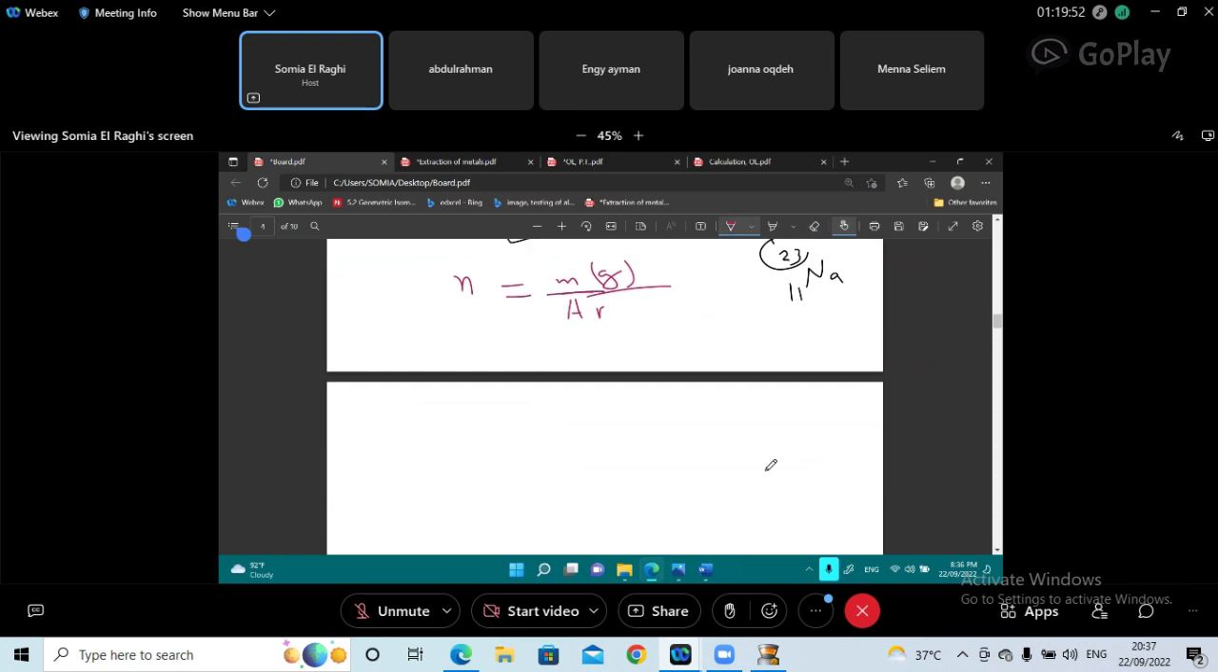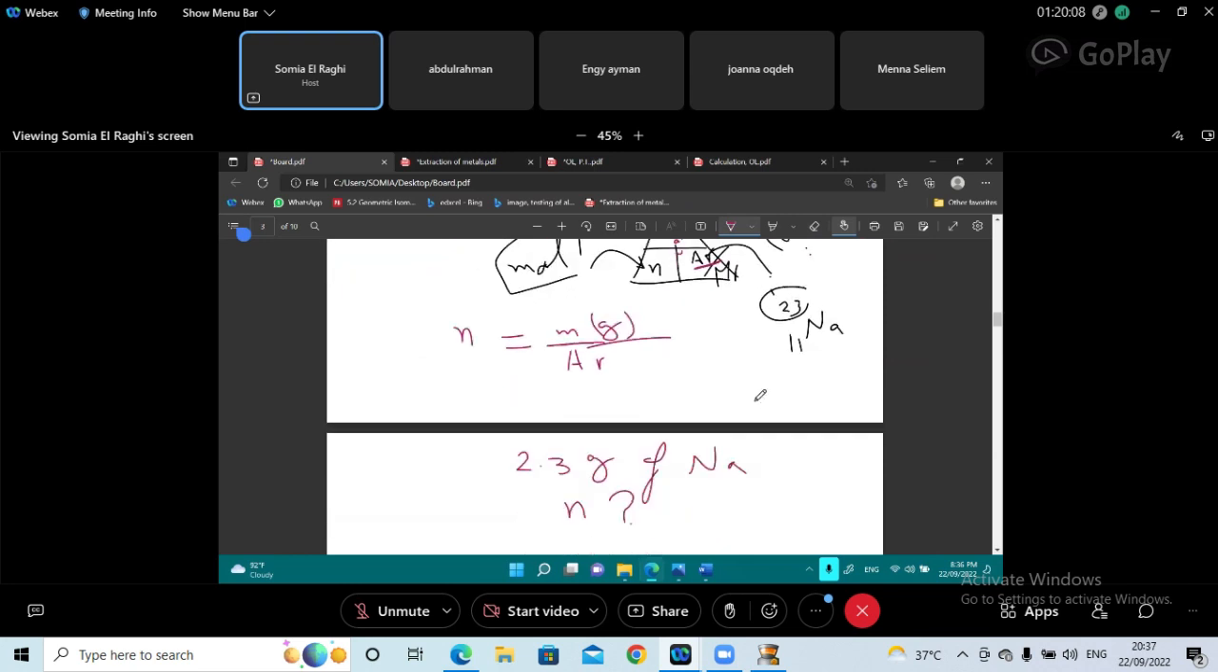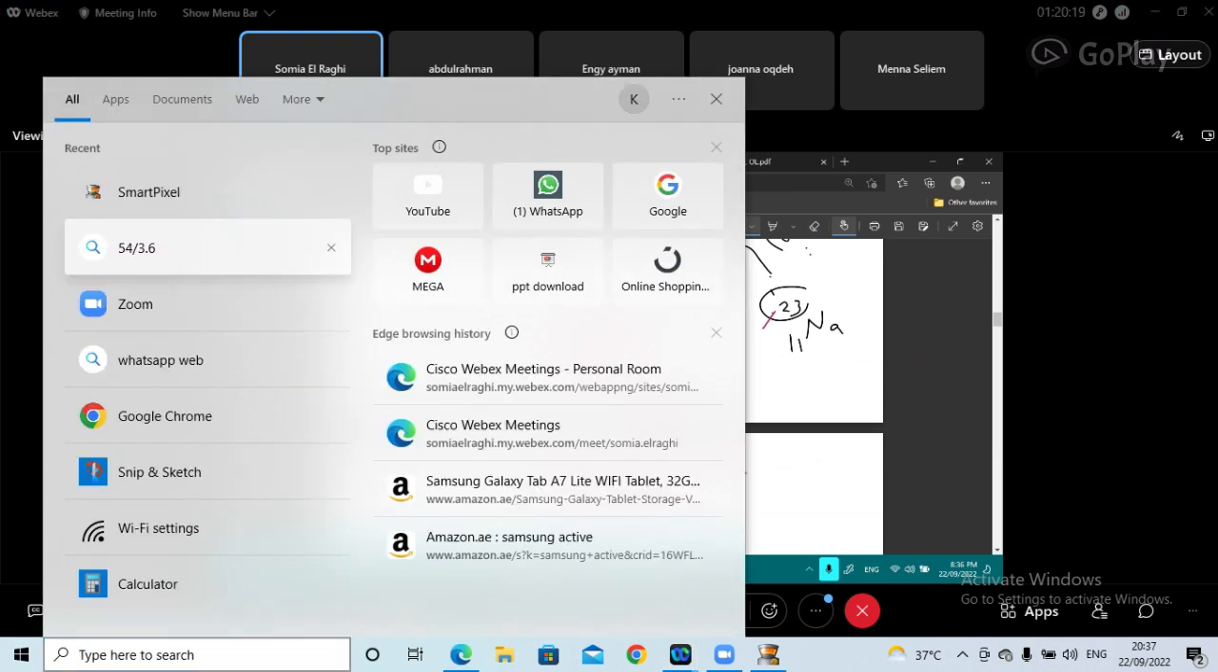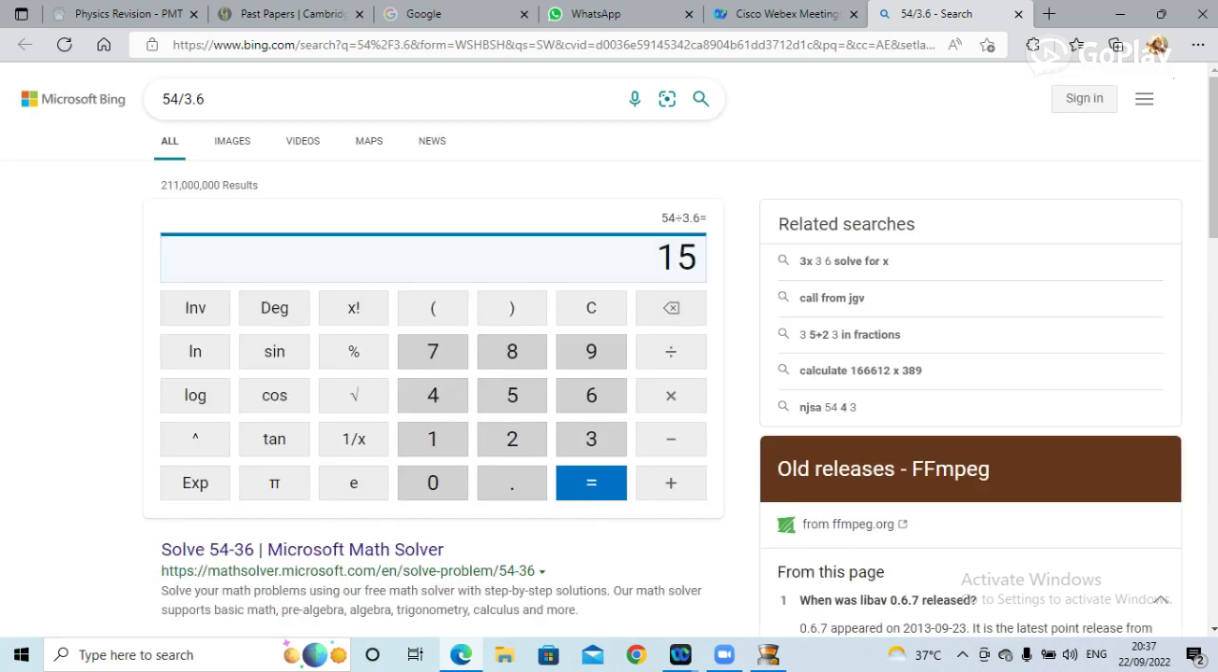Very nice. So, for example, if I have 2.3 grams of sodium, I need to find the number of moles. I substitute in this rule. How to find N? N equals mass over AR. What is the AR for sodium? 23. So simply, I divide 2.3 gram over 23. What do we get? We get 0.1. What is the unit? Mole.